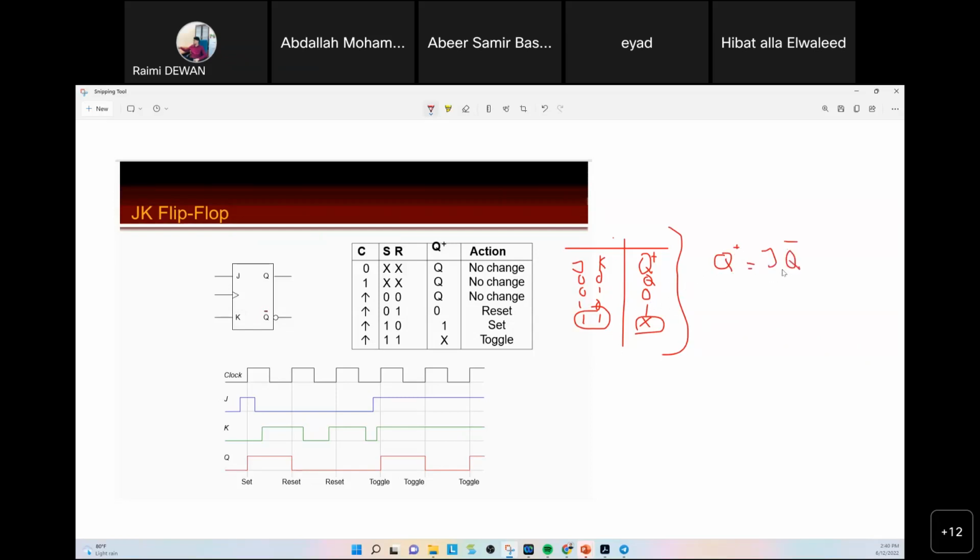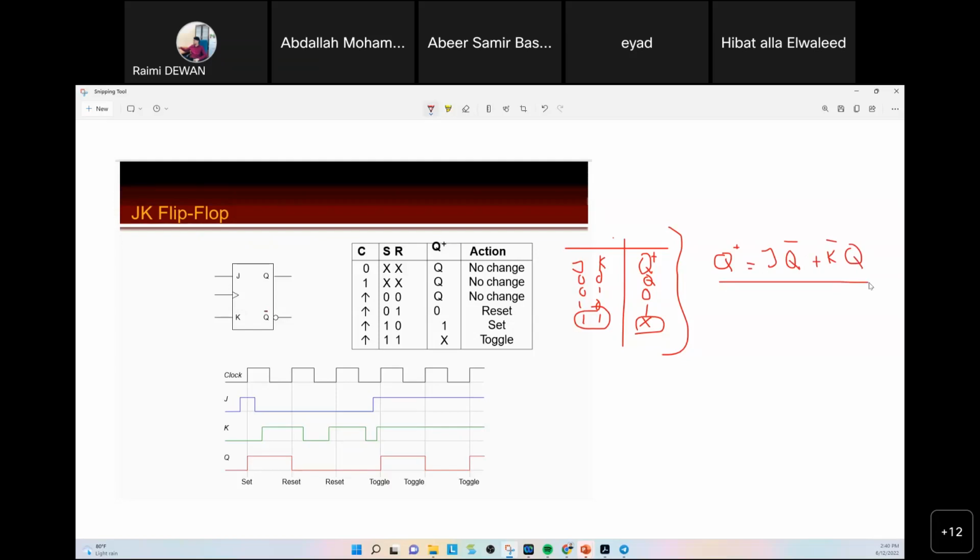Okay, so if this is the XOR, the next one is K Q bar, AKQ. So this is what we call the characteristic equation. The next one is the excitation table. You are being introduced to the excitation table. The excitation table shows the minimum input. You see the wording here.